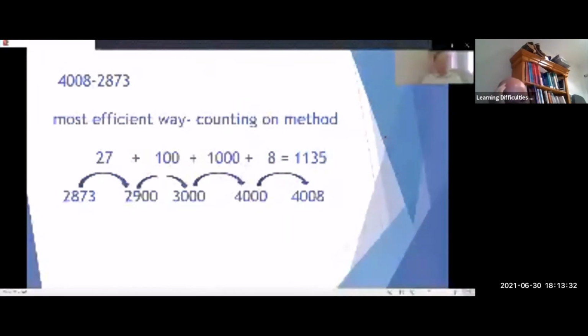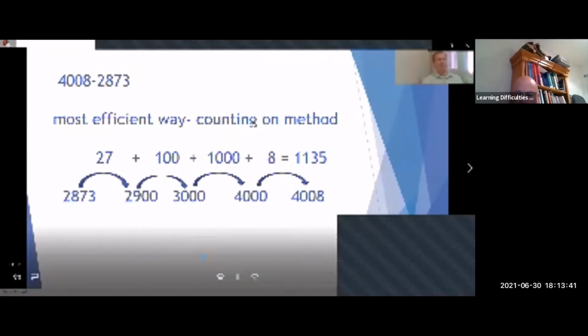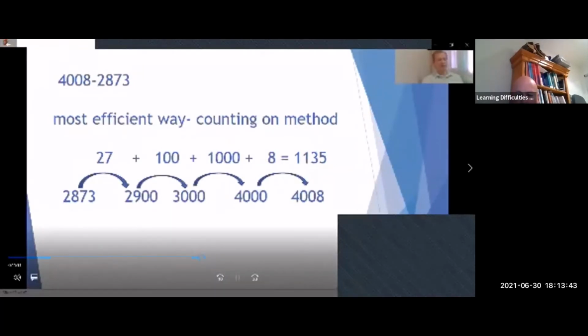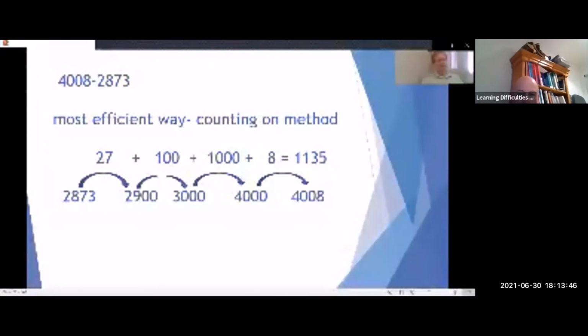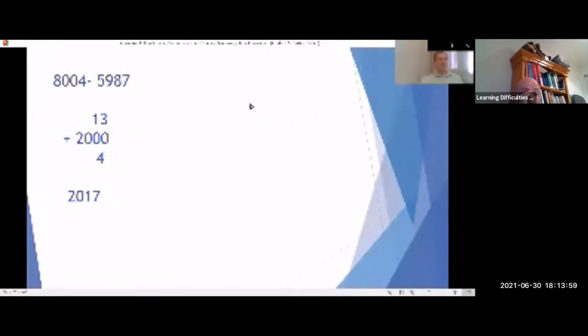So what they want to do is start with the smaller number and count on towards the bigger number. So from 2,873 to 2,900 is 27. Then we do a jump of 100 from 2,900 to 3,000. Then a jump from 3,000 to 4,000, which is 1,000. And finally we do the 8, and then we just add those components together. And we get 1,135.